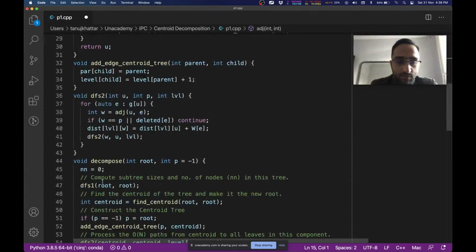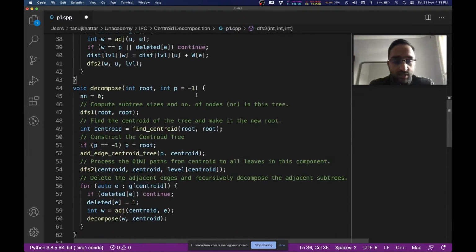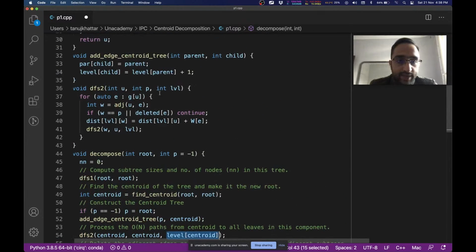If you look at the DFS2, which processes the paths, in the DFS2 I'm rooting my tree at the centroid and I'm passing the level of the current centroid. In my DFS2, I do a standard DFS where I compute the adjacent vertex. I check whether the edge is not deleted and whether the adjacent vertex is not the parent. If it is, continue. Otherwise, the distance of node W at this level is equal to the distance of node U at the level plus the weight of the edge. And recursively do a DFS on W, U with level.